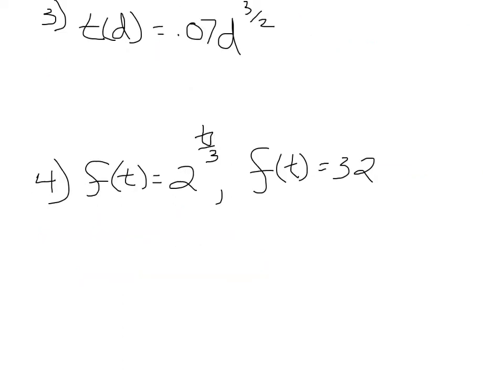Okay, moving on to number 3 here. We have meteorologists can determine how long a storm lasts by using the function T of D, where D is the diameter of the storm in miles and T is the time in hours. If the storm lasts 4.75 hours, find the diameter to the nearest tenth of a mile. So I'm looking for diameter. I'm trying to solve for D. I should be able to fill in for T of D, which I can. It's 4.75. So 4.75 equals 0.07 D to the 3/2 power. To solve for D, I'm going to divide by 0.07.